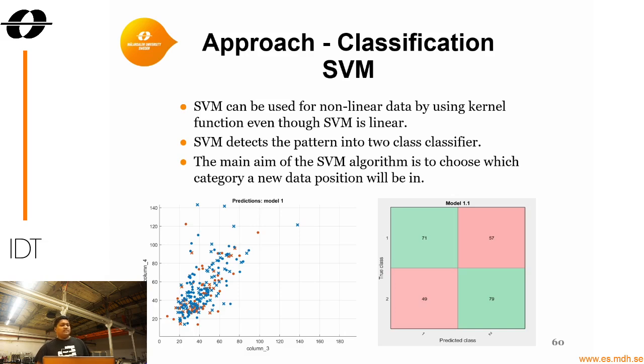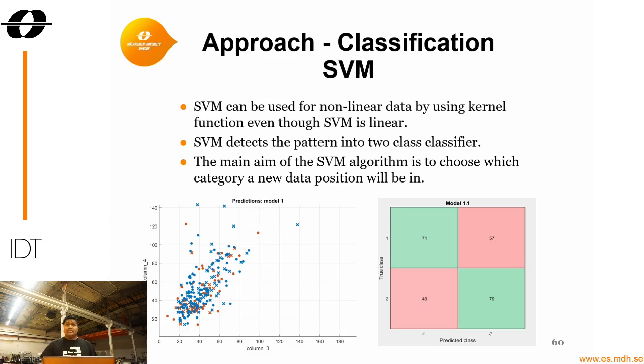What SVM does is that it detects patterns within the data, and then it classifies the given data into 1, 2, or more classes. The main goal of the SVM is that whenever new data comes in, it should choose which class this new data belongs to. Now looking at the plot, we see that the algorithm that we designed has a greater affinity to classify the data for class 2, which in our case is the idle case.